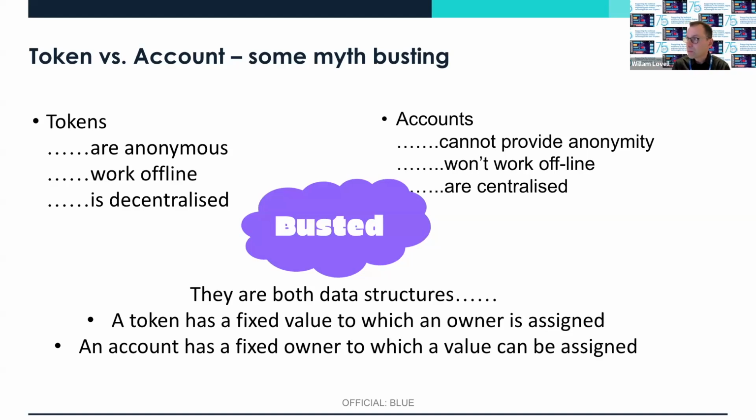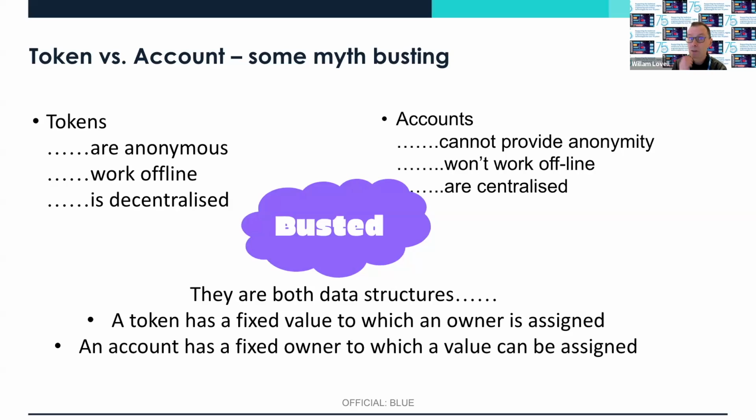But actually, tokens aren't automatically anonymous. It's very easy to make a non-anonymized tokenized system. And it's perfectly possible to make a decentralized account-based system. And we'll look at centralization, decentralization in a moment. But really, the most important thing is to understand the use case that you've got, and how the different ways of representing asset ownership actually work in those systems.